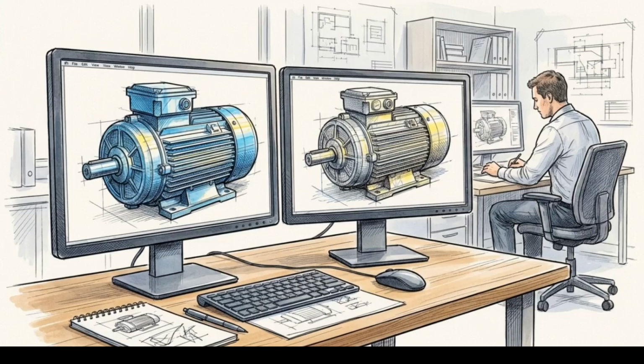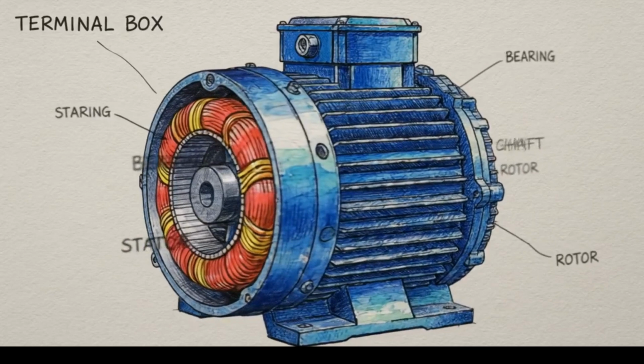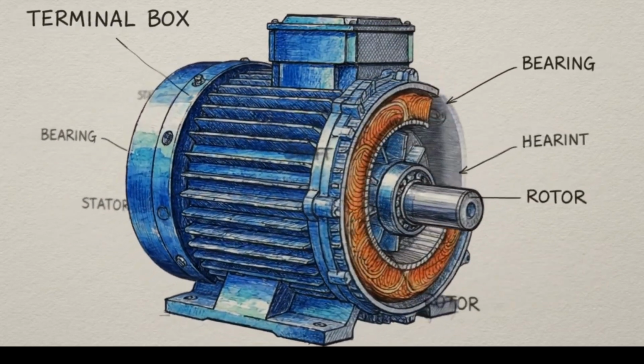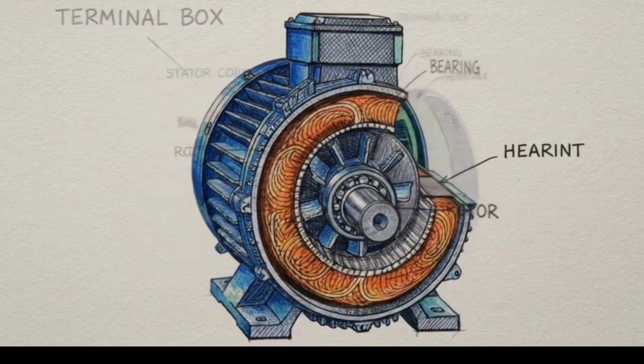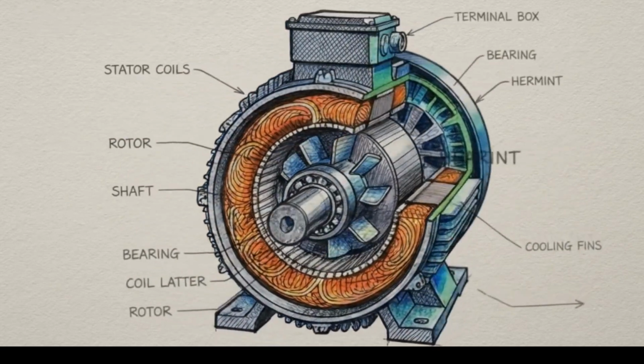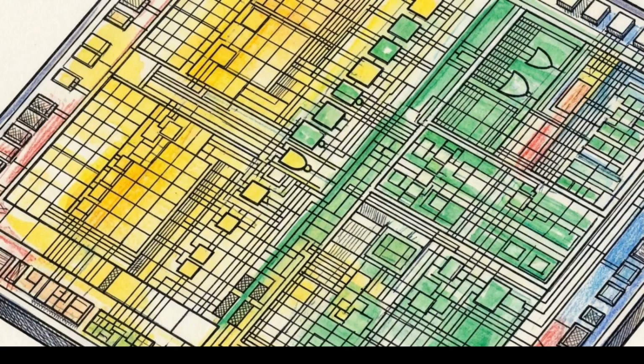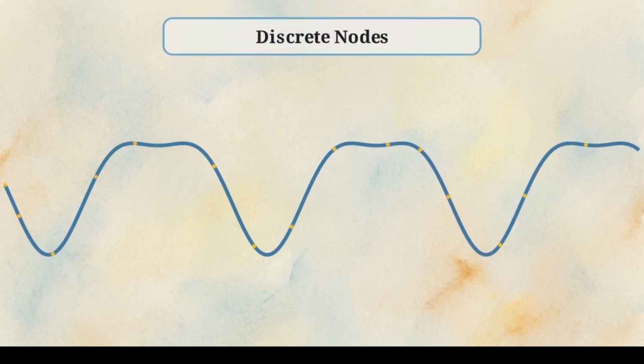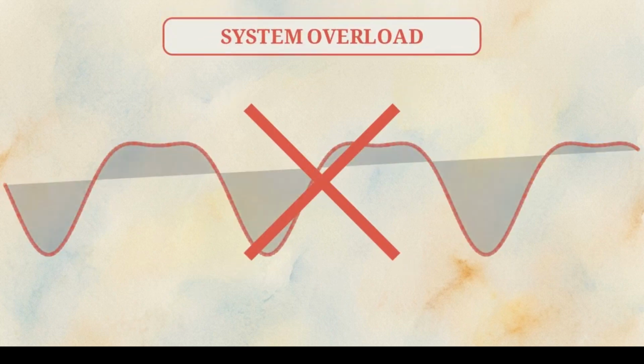When an engineer designs an industrial motor in modern CAD software, the resulting 3D model is perfectly smooth. Every curve of the stator and every edge of the rotor exists in a state of mathematical continuity. But a computer processor cannot understand continuous space. It cannot calculate a magnetic field at an infinite number of points along a smooth curve.